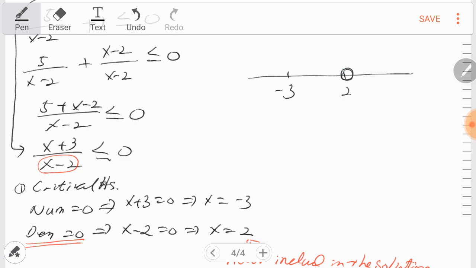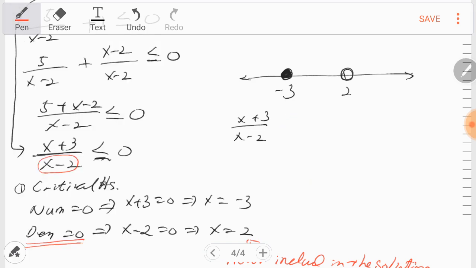How about negative 3? The inequality has an equal sign. So if x equals negative 3, then the expression becomes 0. So we will include negative 3 in the solution. And 2 is never included. Then let's find the sign of each interval. There are 3 intervals. The expression is this, so let's check the sign of this expression.